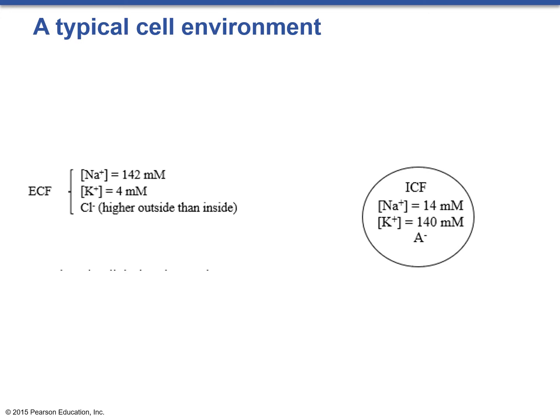So here in the ECF, we have a greater concentration of sodium than we do of potassium. We also have a good amount of chloride in the outside environment. How much is not important right now. Just know that we have a higher amount of it outside of the cell than inside of the cell. Inside of the cell, we have a higher amount of potassium and a lower amount of sodium. So this is going to make up our typical cell environment, and this is going to be important to remember.